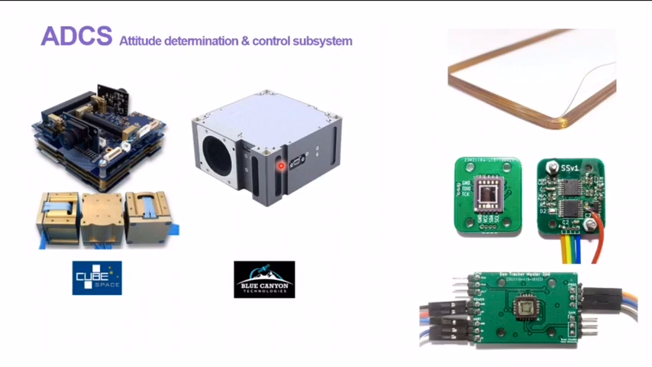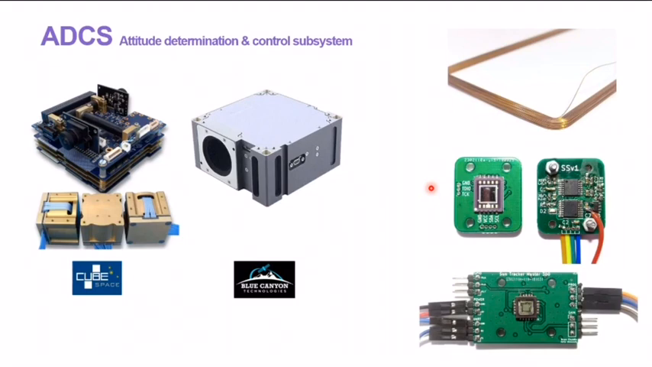ADCS is another platform subsystem, which is attitude determination and control. So you want to find your orientation in space. For finding the orientation, we need certain sensors. One of the sensors is shown here. This is the sun sensor. The sun sensor tells you where the sun is with respect to your body reference. And then there might be a magnetometer as well, which tells you the magnetic field at that particular location.